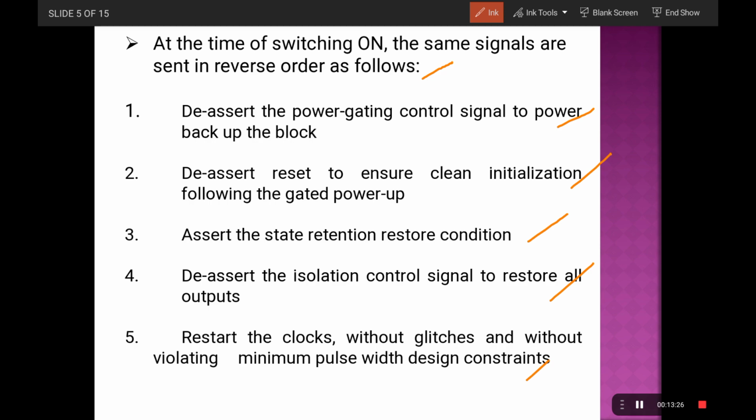Why is it important? If the clock frequency changes, that also affects the performance of the system. I think you remember that if the clock frequency increases, obviously the power dissipation also increases. For that purpose, maintaining the same on time and off time of the clock is very important, right?